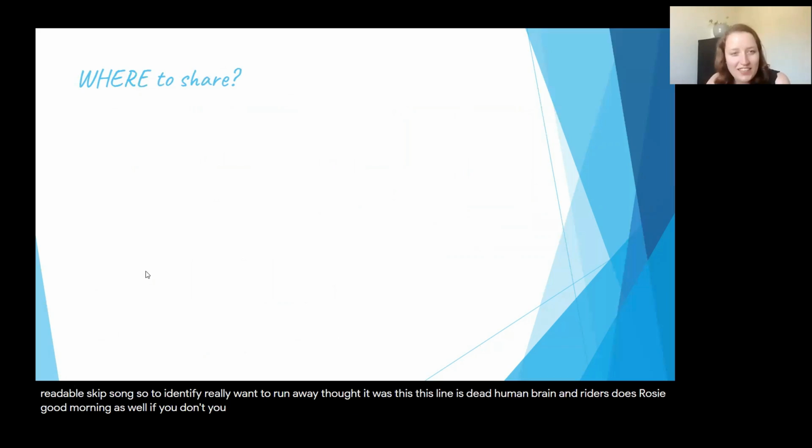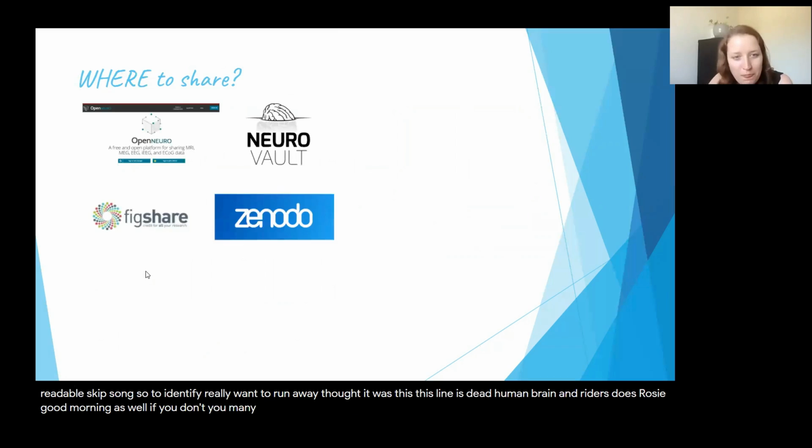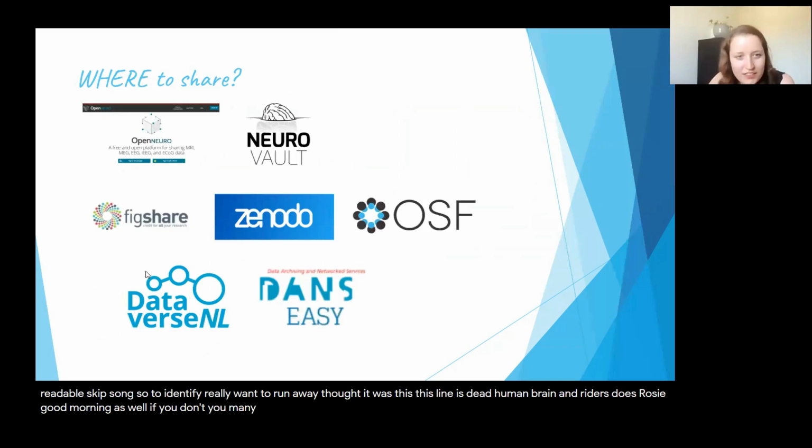And then where to share? There are many repositories available, such as OpenNeuro, which is a USA-based repository. So if you do share MRI data there, you need to have a legal basis or an okay from your privacy officer that the data are anonymous. NeuroVault is for statistical maps for MRI data, for neuroimaging data, sorry.